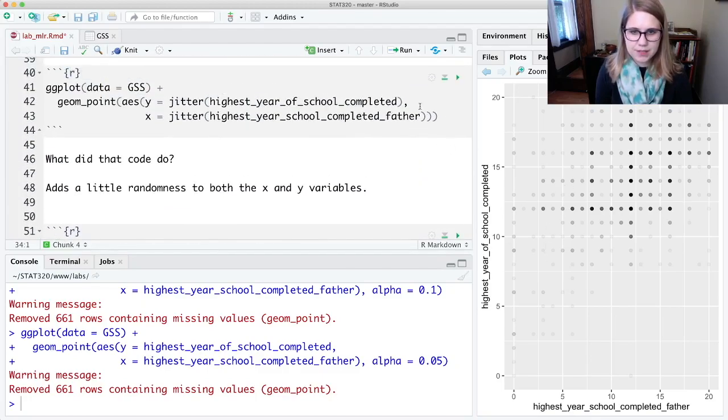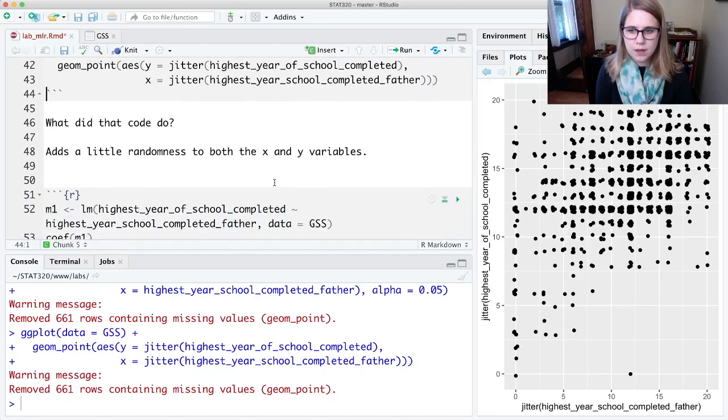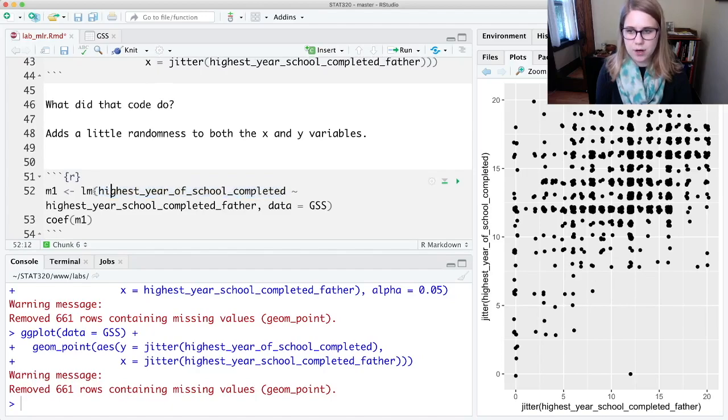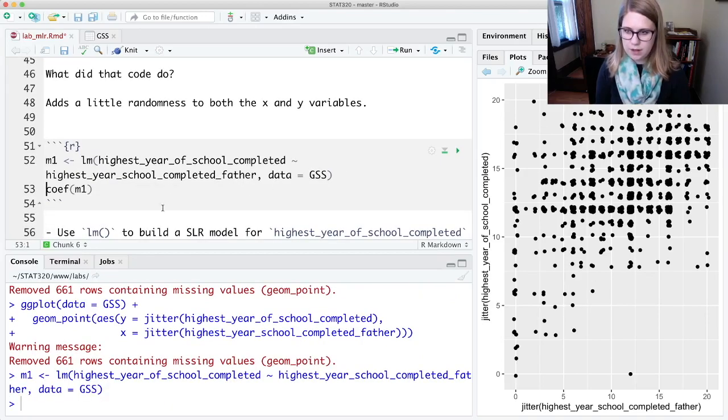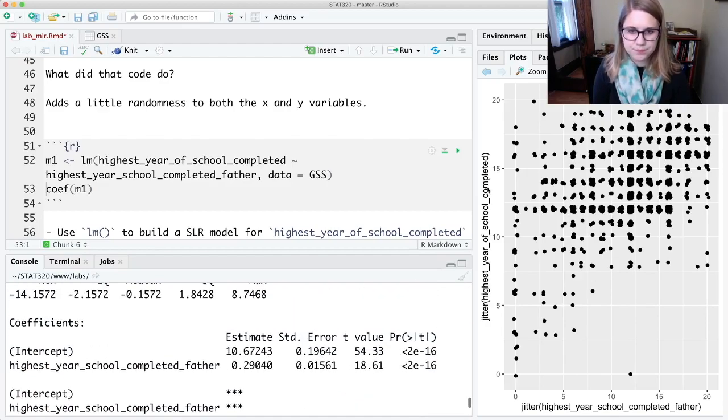So we've got some idea that there's a relationship between these, right? As the number of years of school your dad completed goes up, we would expect the number of years of school that the person themselves completed would go up. So we could try doing a linear model. We're just going to do a simple linear regression. We're going to predict the highest year of school completed based on the highest year of school completed by their dad. I could run M1, and then I could use this coef function if I wanted to. That just gets my coefficients. Or I could always do the summary of that model.